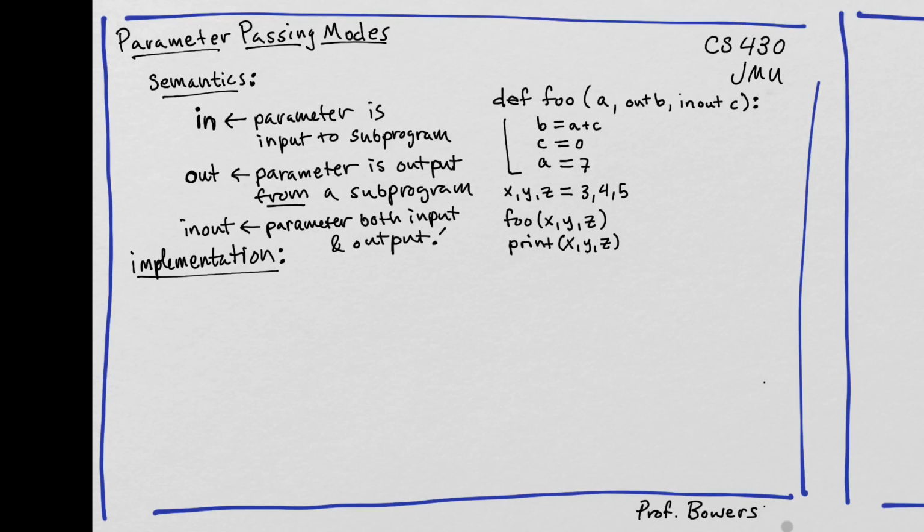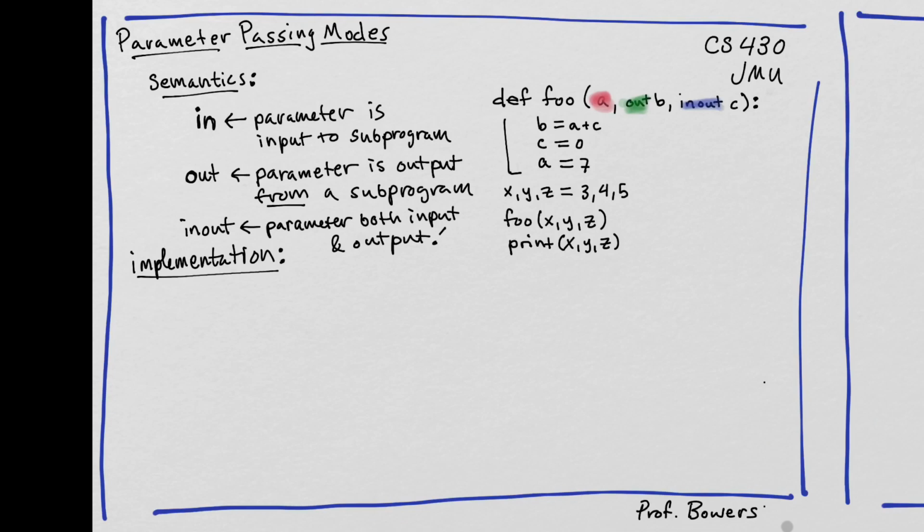So let's look at a hypothetical modification to a fairly Pythonic language over here. The way that I've done this is A is an in-mode parameter because it has no decoration. B is going to be an out-mode parameter because of the decoration, the keyword out here. And C is going to be an in-out parameter. And we're going to see how this affects each of these.